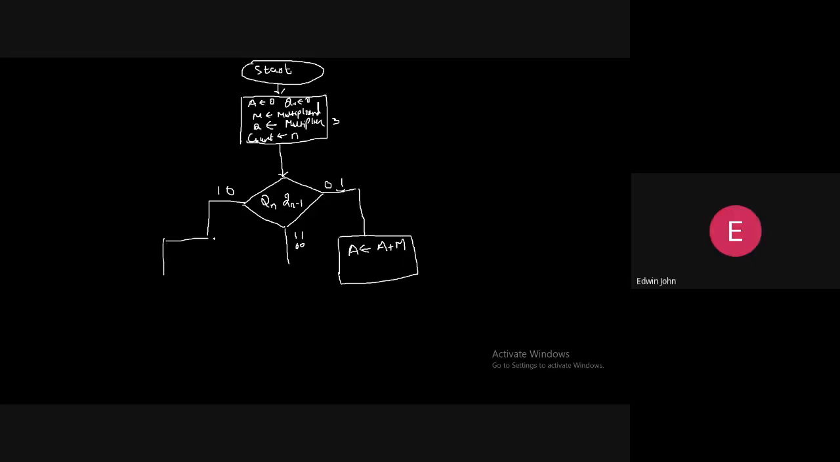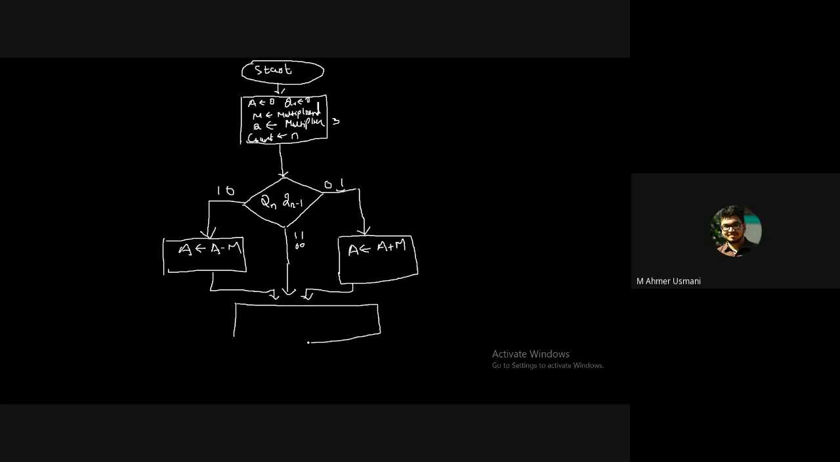Yes, sir. If the transition is from 0 to 1, what are we going to do? A will be equal to A minus n. Okay, is this clear up to here? Yes, sir. In the other cases we don't do anything. But remember, after every step we perform something which is common. And what is it? Right shift.